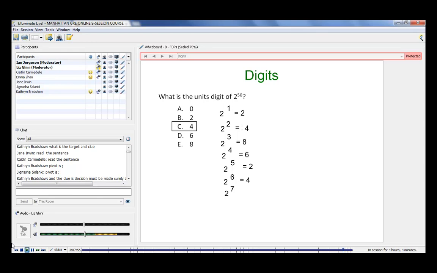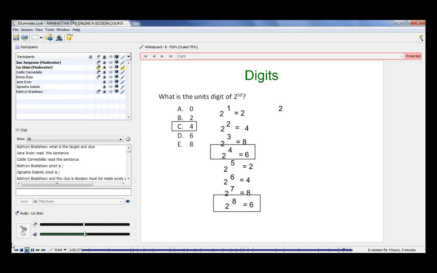It would be a real pain, though, to go all the way up to 50, okay? So the way we think about it, the cycle repeats every 4. So every exponent that's divisible by 4 ends in a 6, right? The units digit is going to be 6. 2 to the 4, 2 to the 8th, okay? 2 to the 12th, 2 to the 16th.